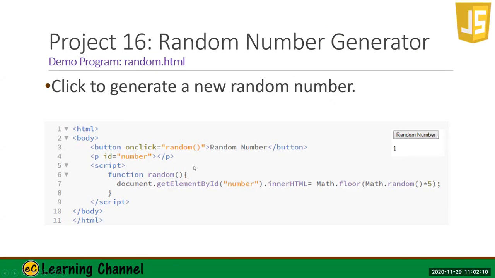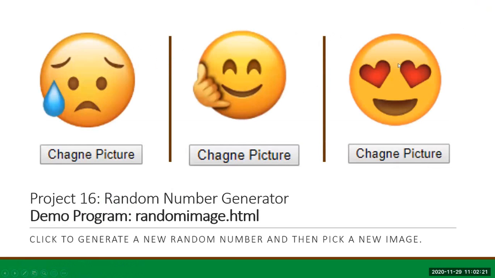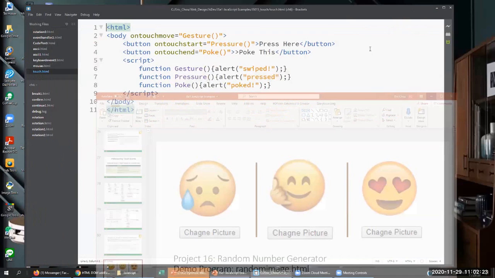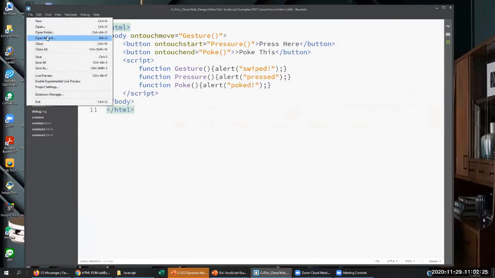So here we have a random number. What is this random number? You use the random function, and when you click the button, it will generate a random number. So let's see this random number function.